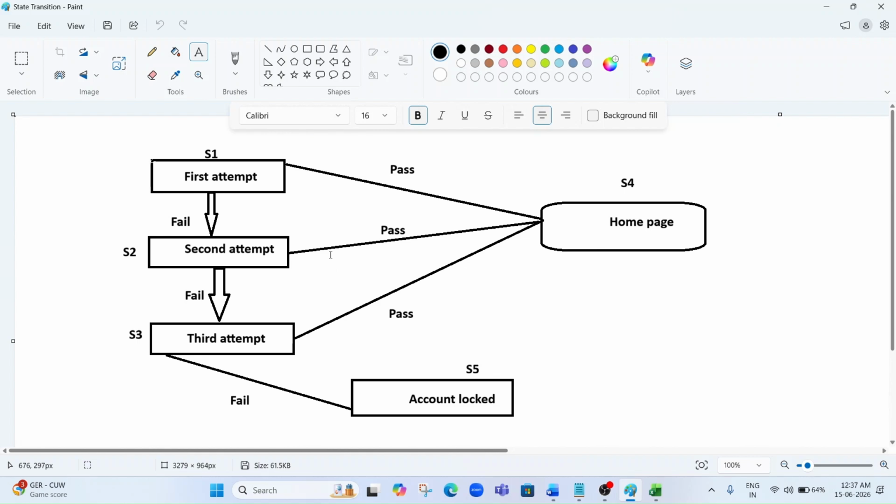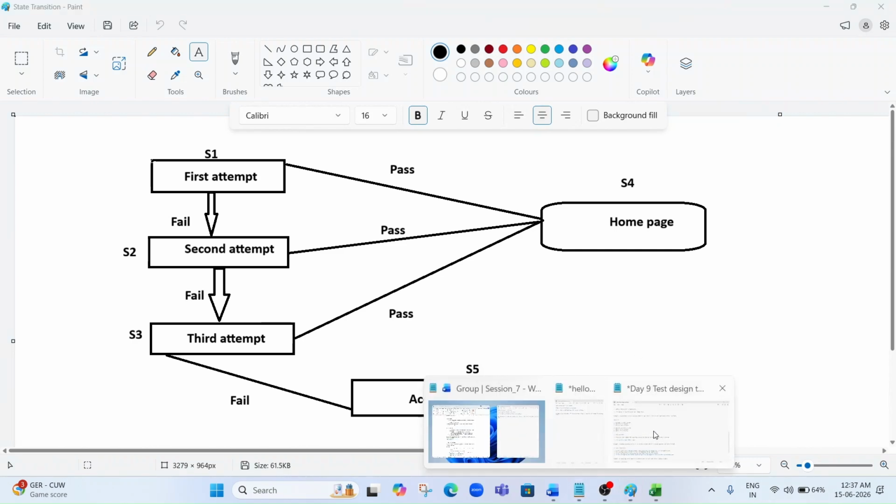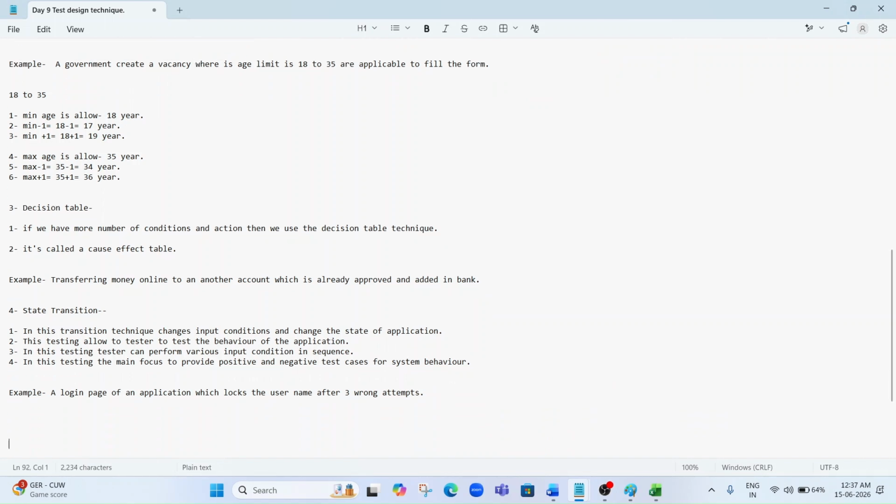Okay. Because in state transition, the technique changes input conditions and changes the state of the application. So we are checking the state of that application and we try the valid and invalid scenarios. So this technique is known as the state transition technique. And the last one is error guessing. The fourth one is error guessing.